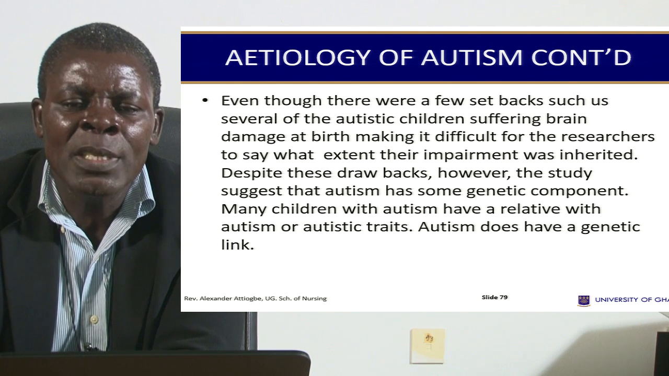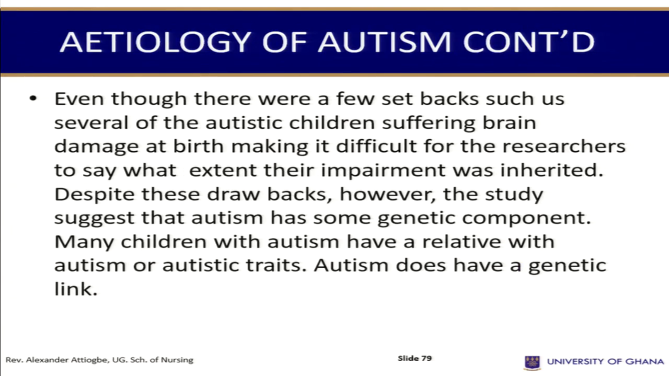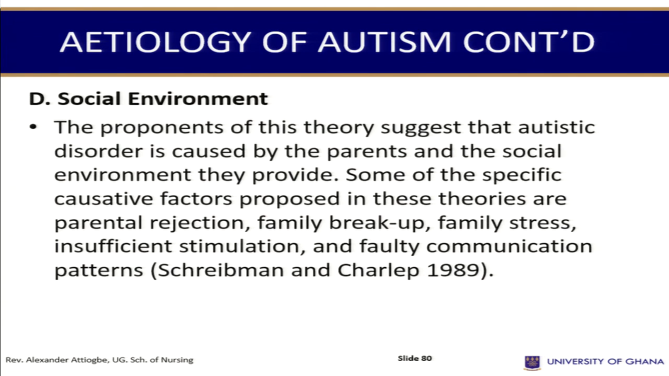Many children with autism have a relative with autism or autistic traits, which suggests a genetic link. So it is familial, or it is inherited. We continue with the causes.